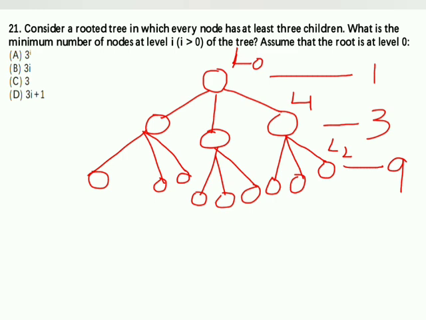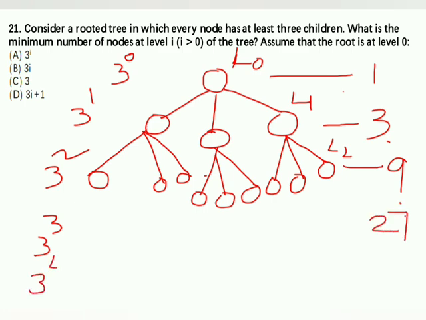So if you calculate here, at level 0 we have 1 node, at level 1 we have 3 nodes, and at level 2 we have 9 nodes. So that means 3 power 0 is 1, and 3 power 1 is 3. And at level 2, 3 squared, it is having 9 nodes. And 3 cubed, at level 3 we have 27 nodes. At level 4 we have 81 nodes, and this will go on.